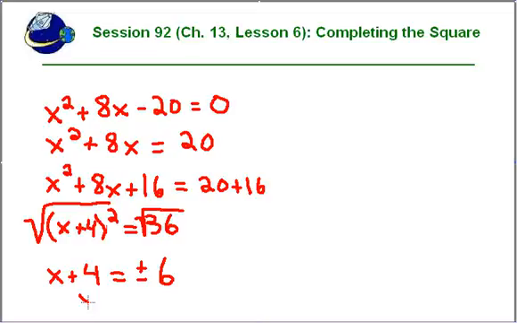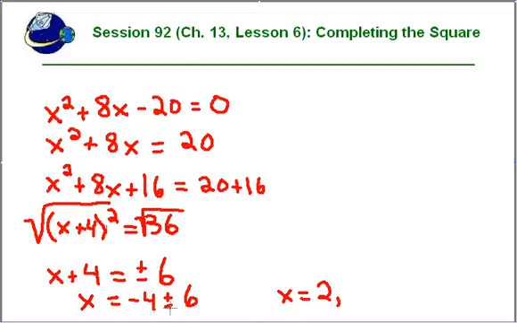Well, if I subtract 4 from the left side, that just leaves me an x. And if I subtract 4 on the right side, that's the same thing as adding a negative 4. So I'm going to put that minus 4 out front and then do plus or minus 6. So x is going to be equal to minus 4 plus or minus 6. Well, let's go ahead and take each one of these individually. Minus 4 plus 6 would give us 2. So we know that one value for x is 2.